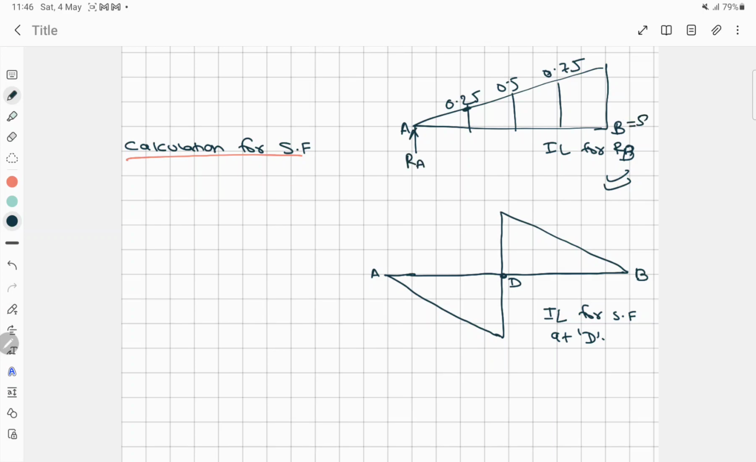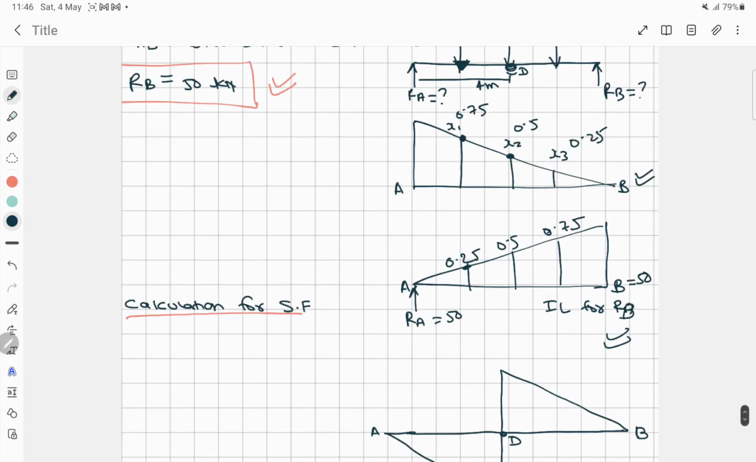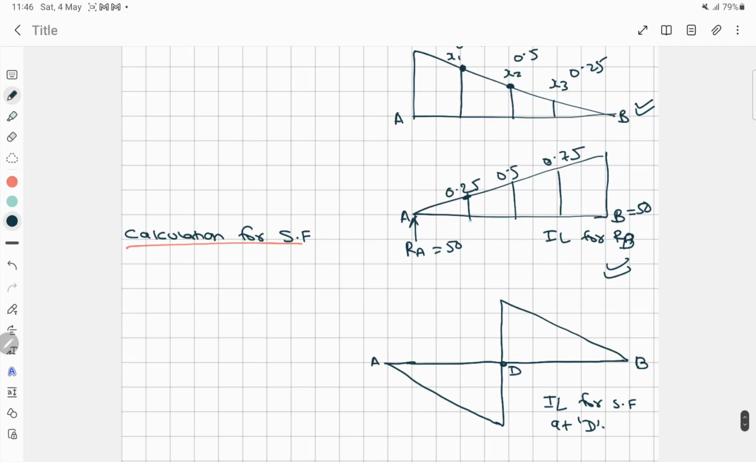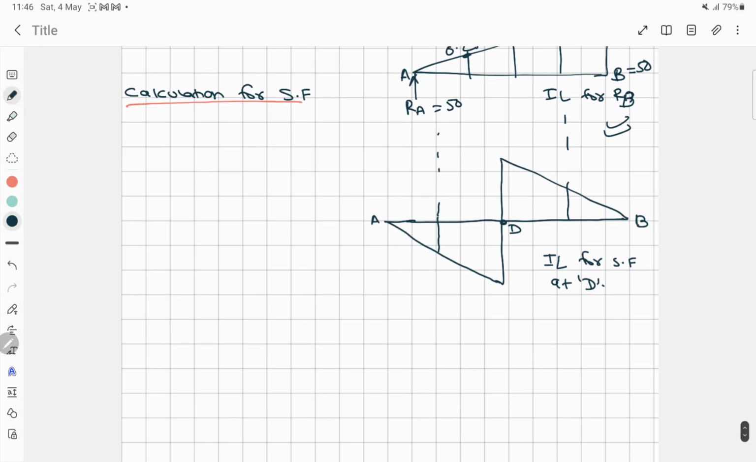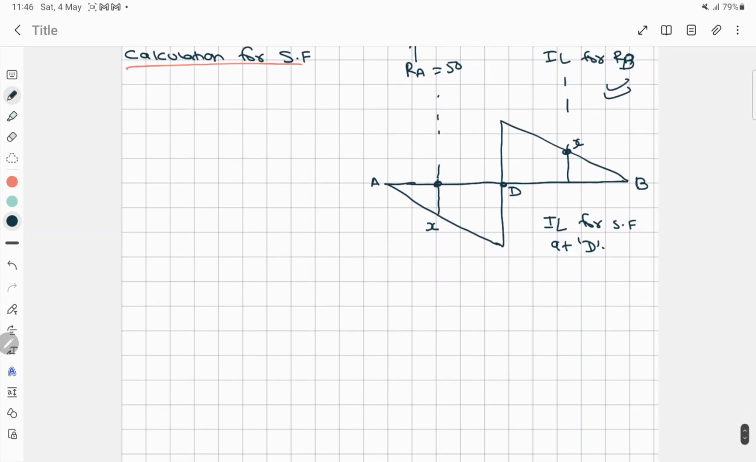That is 50, and this one was also 50. Again we have to draw this line, we have to continue this line, right? So it's like shifted here to somewhere, and this load is somewhere here. Okay, now again from a similar triangle we have to find this x value and this value. Okay, so let's assume it as x1 and x2.